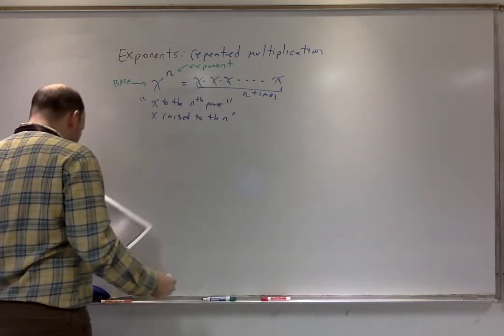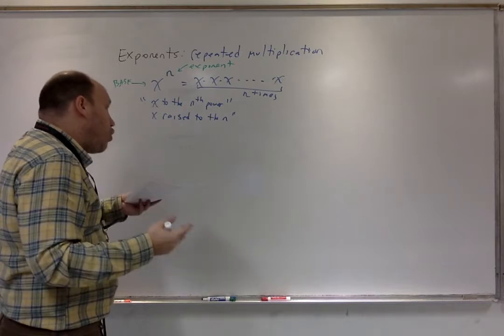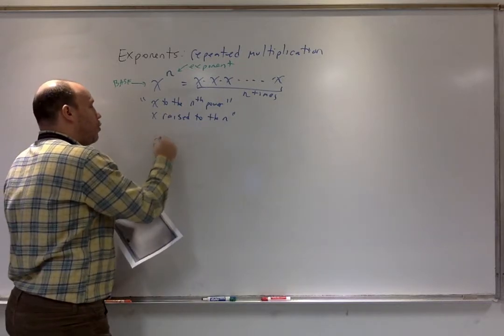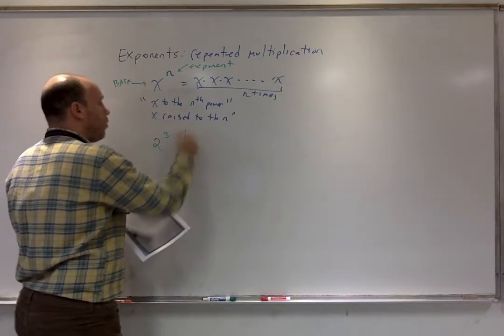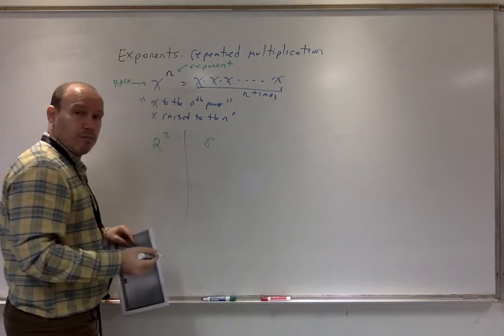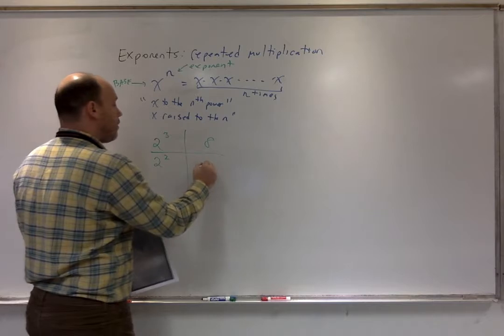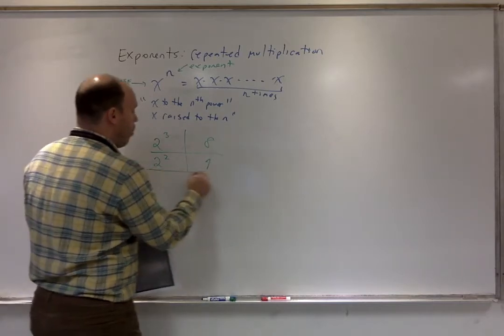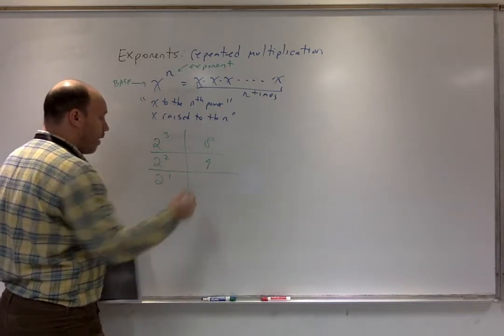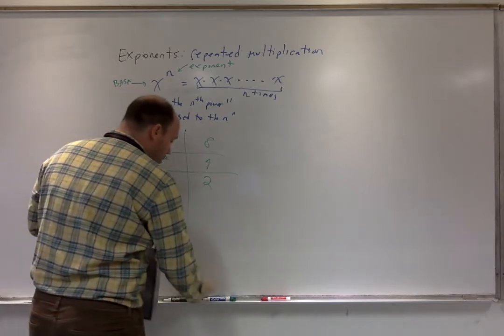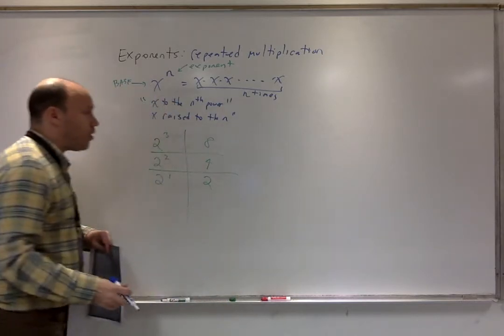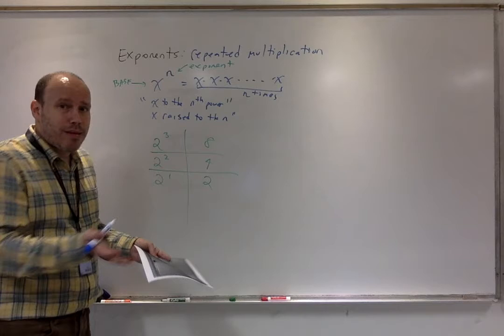Good. Now, so you know that 2 to the third power is equal to 8. And you also know that 2 squared is 4. And you also know that 2 to the 1 is 2. So the question is, can I continue this pattern? Because everything in math is about patterns.